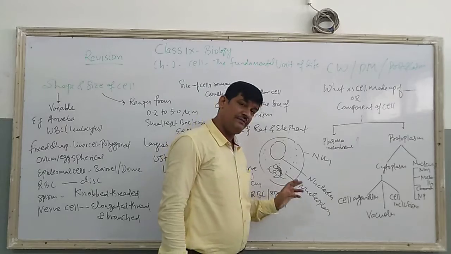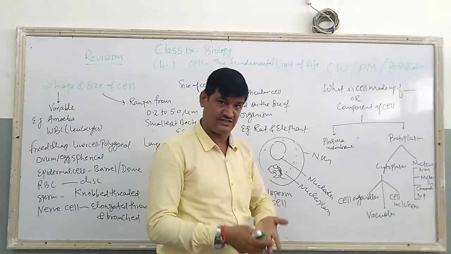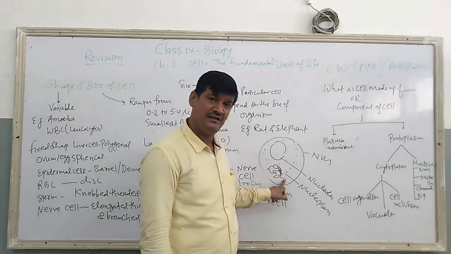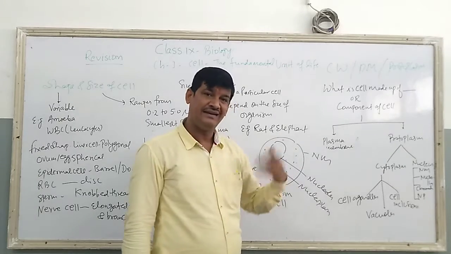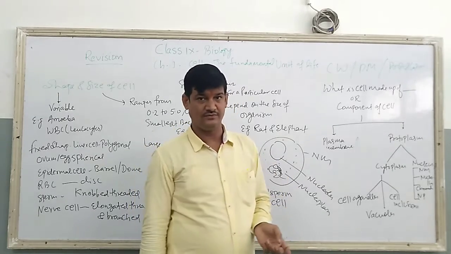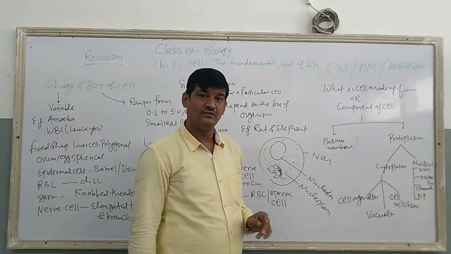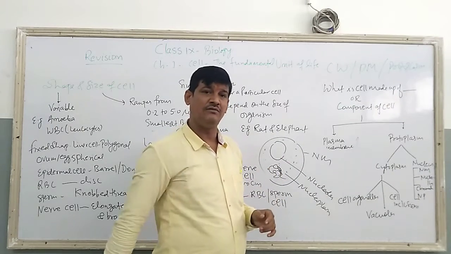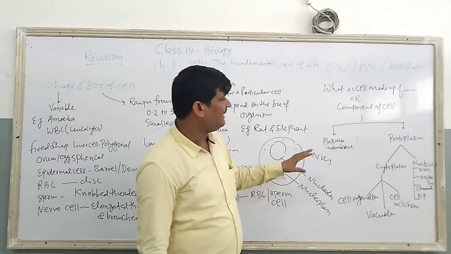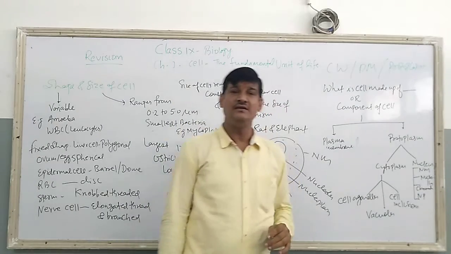Chromatin fibers are thread-like structures found in the nucleus. Chromatin fibers later on we call the chromosomes, and that is the genetic material of a particular cell. So this is a general idea about the shape and size of the cell and what the structural components of the cell are.